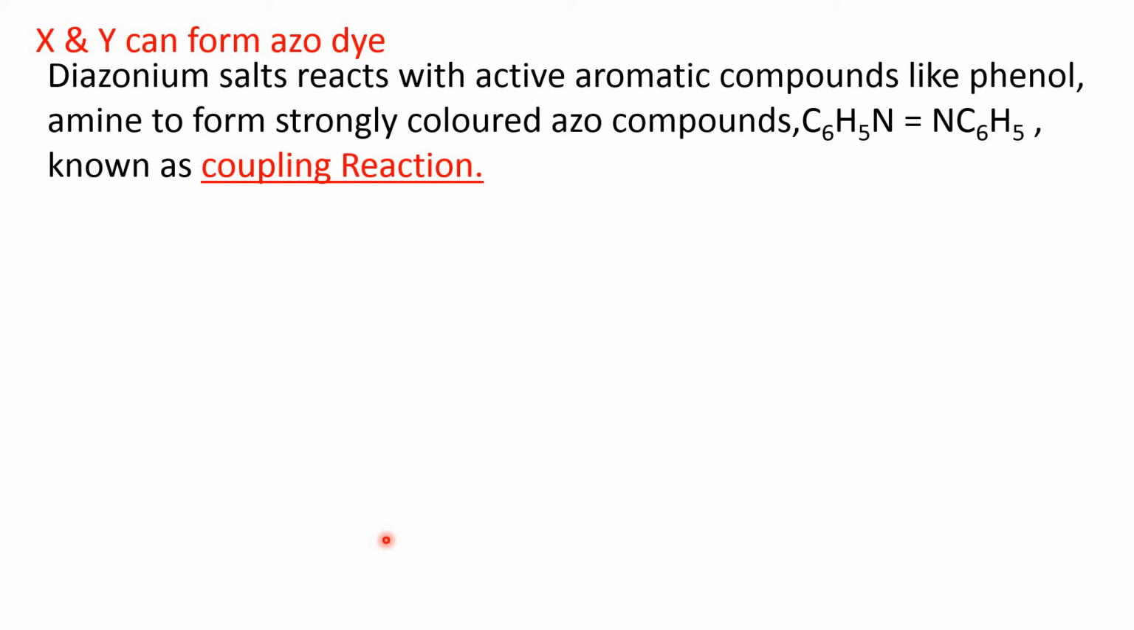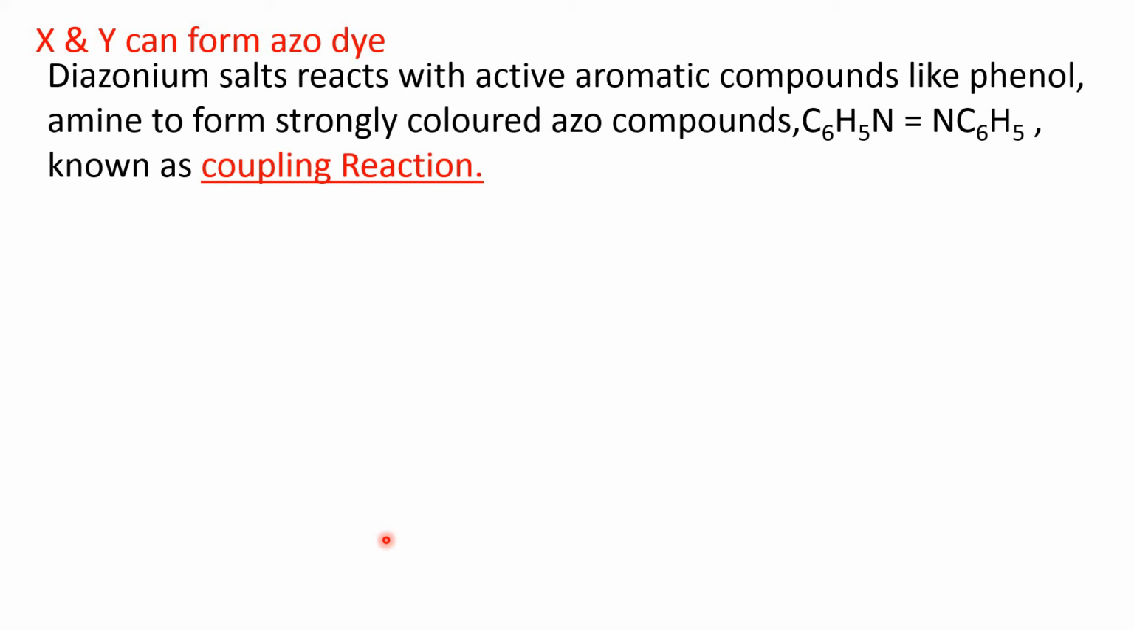Now coming to the next clue, that is X and Y can form azodye. Now what is this? Diazonium salts react with active aromatic compounds. What is meant by that? Active aromatic compound means when an activating group is attached to the benzene ring, which activates the benzene ring towards electrophilic substitution reaction, like phenolic OH group, amino group, etc. Those are active aromatic compounds.